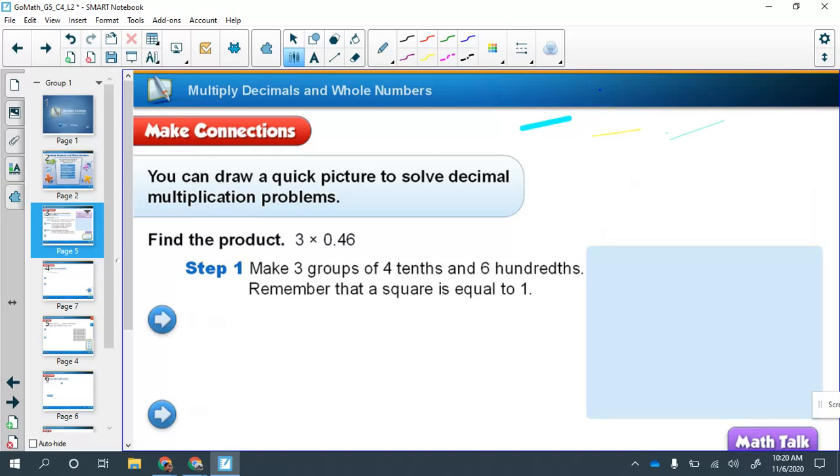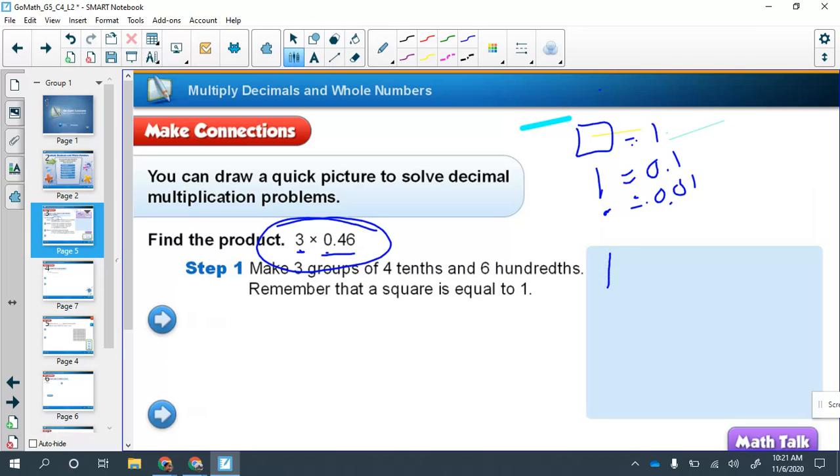To begin this lesson, we're going to start off by drawing some quick pictures to help us solve our multiplication problems. So here we have our problem, which is 3 times 46 hundredths. Now, if you remember from our previous chapter, a flat equals 1, a long equals 1/10, and an individual unit equals 1/100th, right? So we are going to make 3 groups, because we're multiplying by 3, of 46 hundredths.